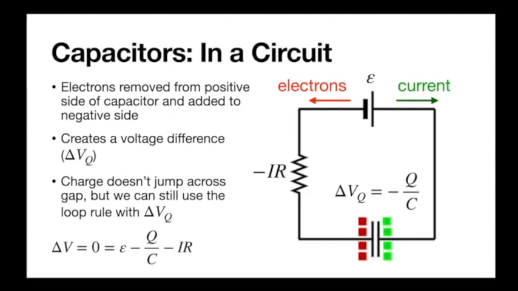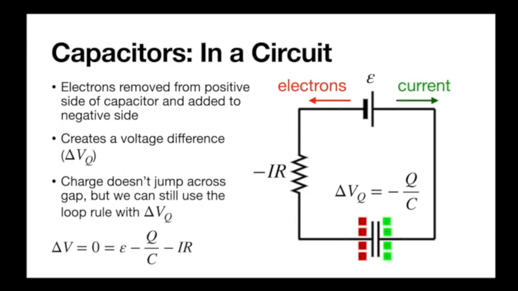The current isn't actually crossing this gap, right? There's nothing jumping across here. But the loop rule is we're really taking points in space, right? We're just saying, what's the difference between this point and this point? And it's Q over C. So anyway, there's that. And then finally, we reach the resistor, where it works the same, minus IR, whatever current we have. And that's our loop. So we've just added a term into our loop rule.